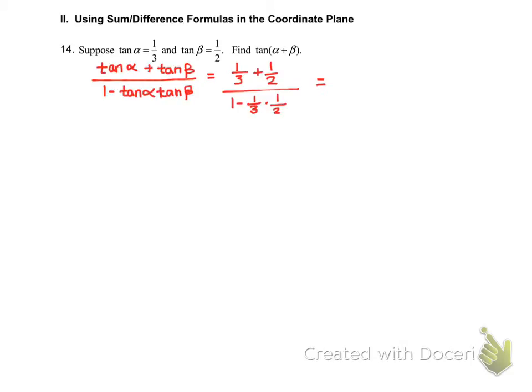So with common denominators, we have 2 over 6 now, and then we have 3 over 6. So that adds to give us 5 over 6 divided by, so this is going to turn into 1 minus 1 over 6. And common denominators make this 6 over 6 minus 1 over 6. So we have 5 over 6 divided by 5 over 6, which equals 1.